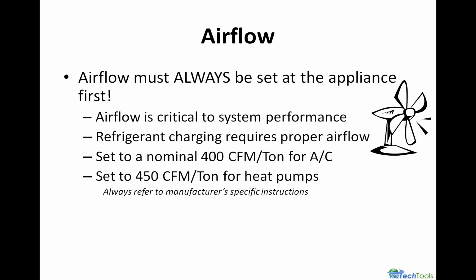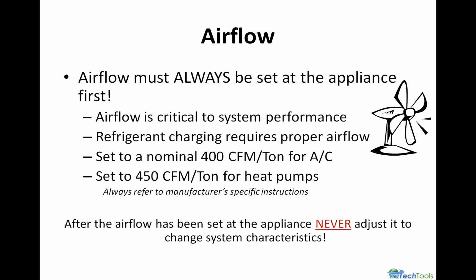A fixed orifice metering device, as we talked about in the last seminar, is charged to the airflow. We'll always set at a nominal 400 CFM per ton for air conditioning, and typically about 450 CFM per ton for a heat pump. Always refer to your manufacturer for specific instructions. After we set that airflow, it's never adjusted to change system characteristics.